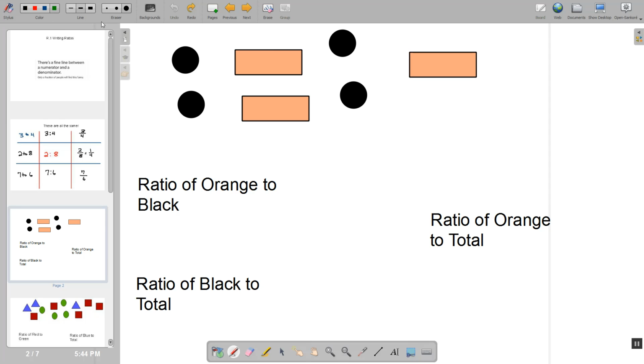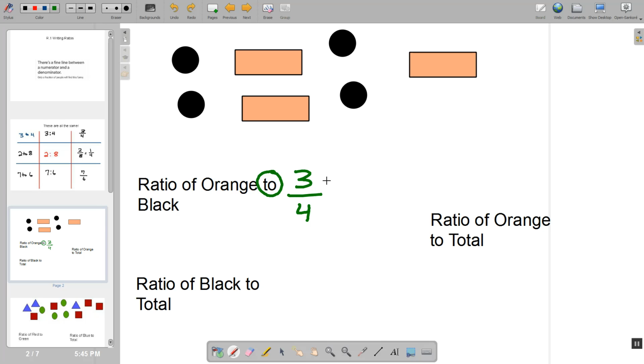When you're reading the ratio, I want you to always be keying for the word "to." That's going to tell you what is being compared to what other value. So if I have the ratio of orange rectangles to black circles, that means the top of my fraction would be 1, 2, 3 orange rectangles, and the denominator of my fraction would be 1, 2, 3, 4 black circles.